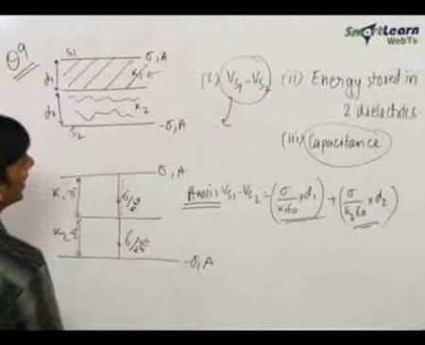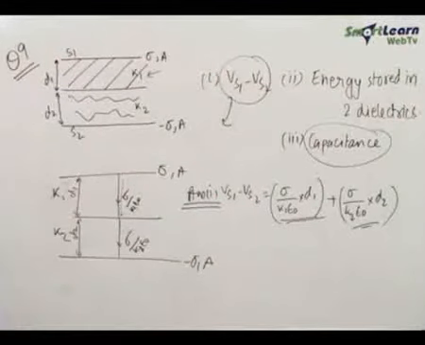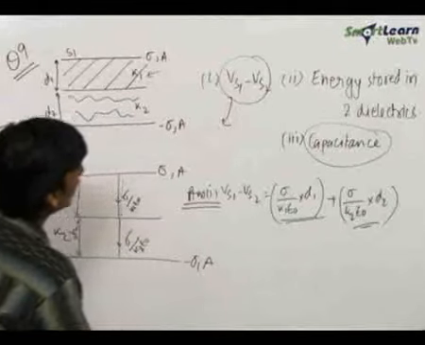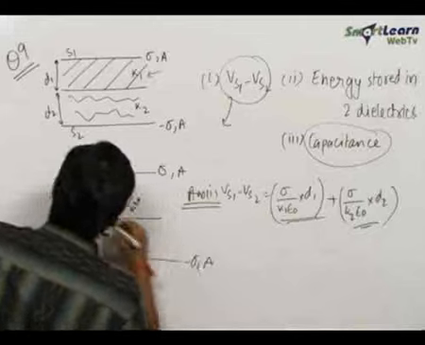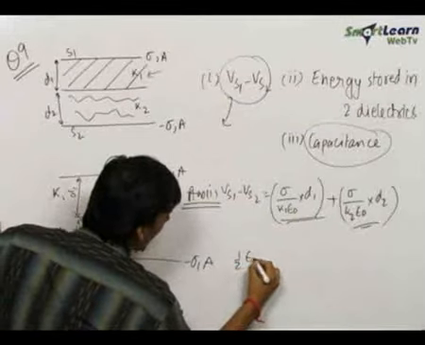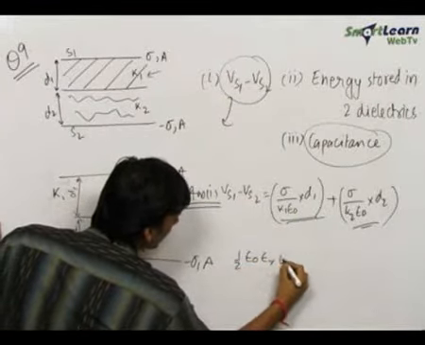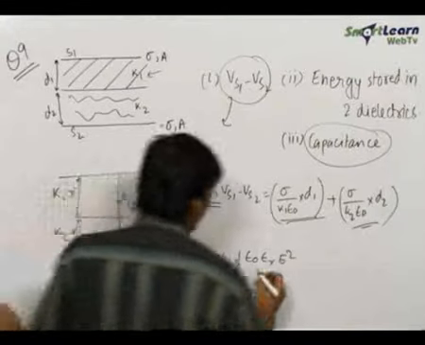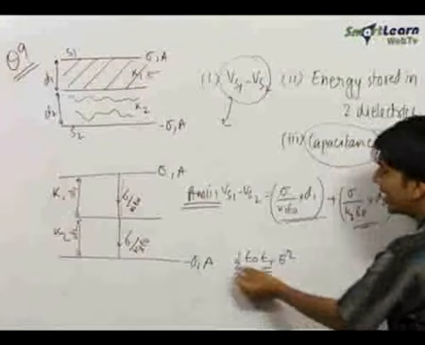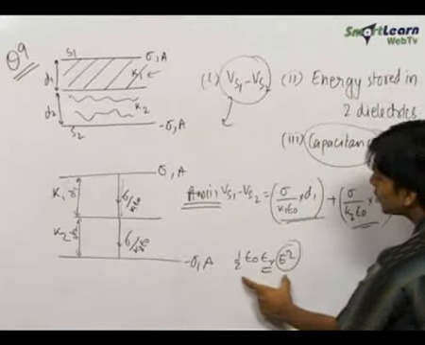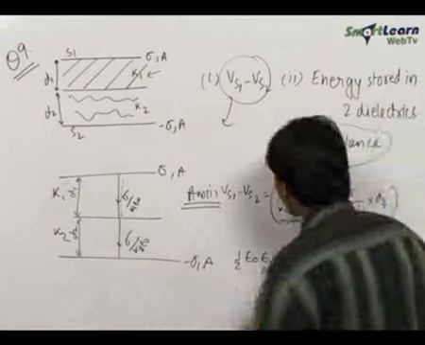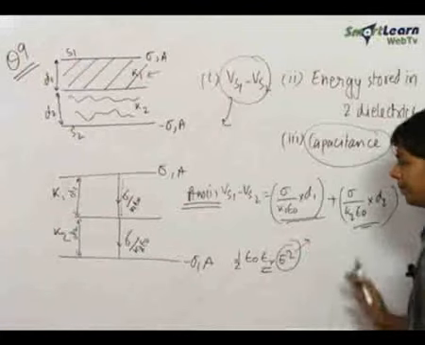Now we need to find out the energy stored in the two dielectrics. For finding out the energy stored in the two dielectrics, there is a simple formula. The energy density in this region will be equal to half epsilon naught epsilon r into E square. Here epsilon r is nothing else but the dielectric constant of the medium. E is the electric field in the medium. This gives you the energy density in a particular region with electric field E.